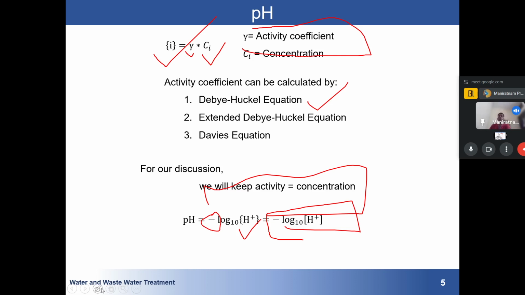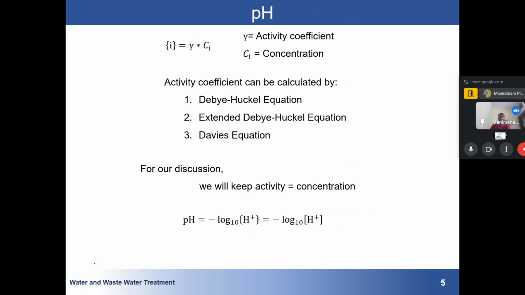So remember, always, if someone asks you the definition of pH, you have to say in a single line that pH is equal to minus log 10 of the activity of H plus, or minus log 10 of the concentration of H plus. Okay. So this is the most simple definition of pH.